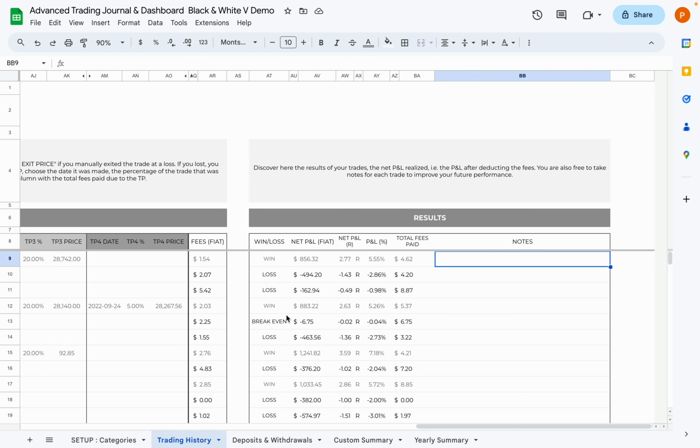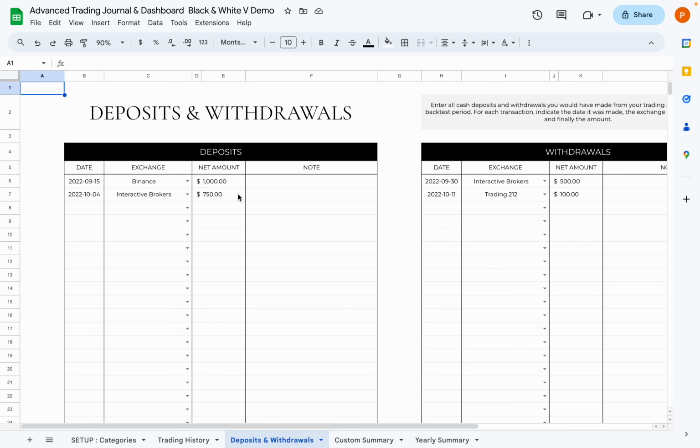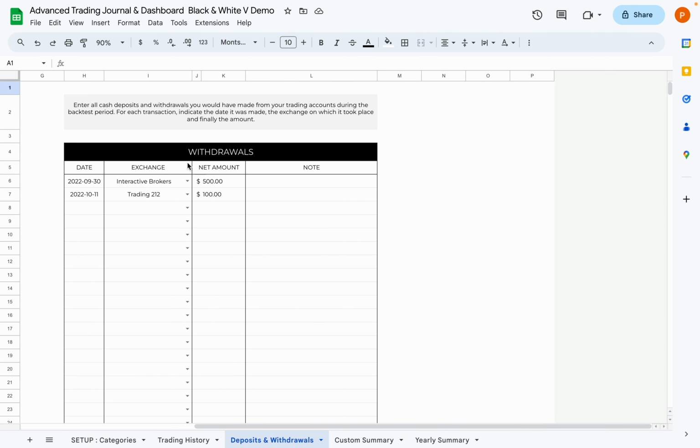So let's move to the deposit and withdrawal tabs. This is where you can fill in all the data about your deposits and withdrawals from your trading accounts. For example, if you've made a deposit of $1,000 to your Binance account, you can tell it here. And also, there are all the withdrawals. So if you withdraw money from your trading account to a bank account, you also need to tell it.